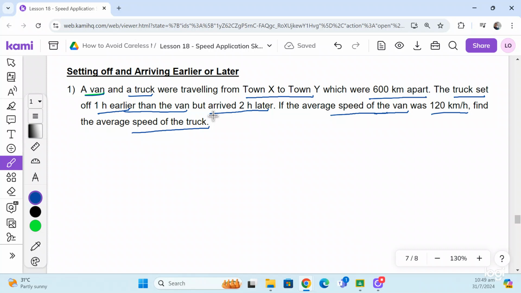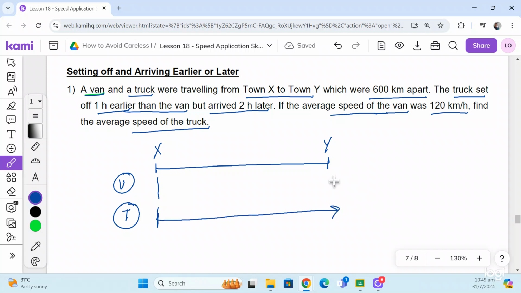You can see that they both arrive. Because they both arrive, the two vehicles will have to travel all the way to the end. So you have town X and town Y, that's your distance line. The two vehicles started from the same place. Who goes first? The truck goes first, sorry. The truck set off earlier and then arrived later. Arrive means all the way to the end. So this is the model which tells you that the truck has gone all the way to the end.